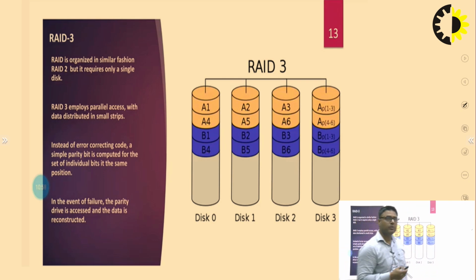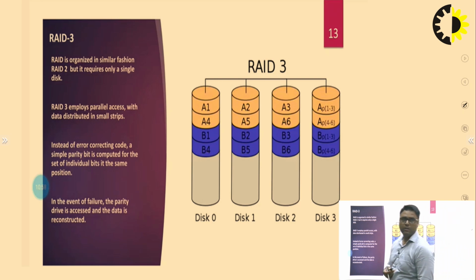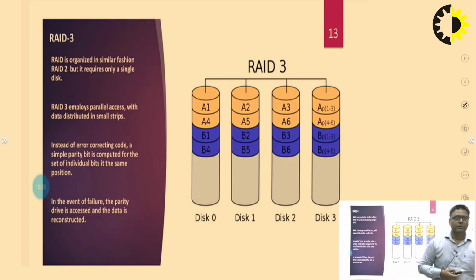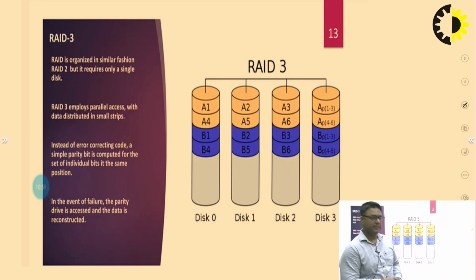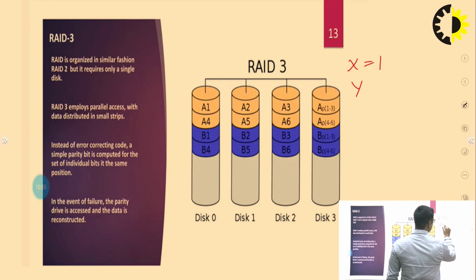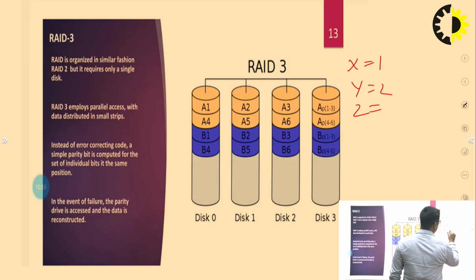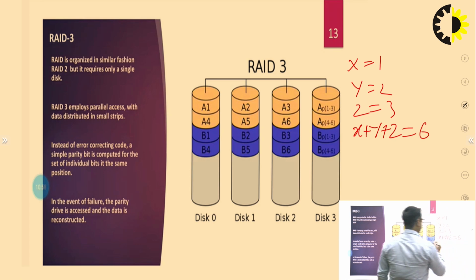In RAID 3, as you have seen in the picture, three disks are used for storing the data: disk 0, disk 1 and disk 2. The data A is already divided into A1, A2 and A3, and one disk is created for parity. Parity means, suppose x is equal to 1, y is equal to 2 and z is equal to 3, then the total x plus y plus z is equal to 6. So here the parity of A is 6.